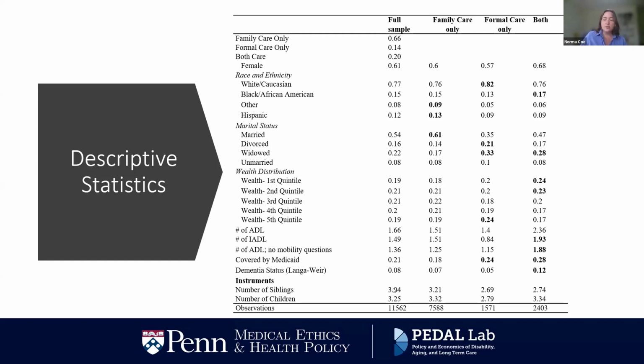For US standards at least now, these are slightly bigger families than average. We do limit it to people who do have children. Or no, actually, sorry, I take that back. We don't do that. So on average, they have 3 siblings and just over an average of 3 children. So slightly bigger than current cohorts here in the US. And you do see differences in distributions of children and the types of care.